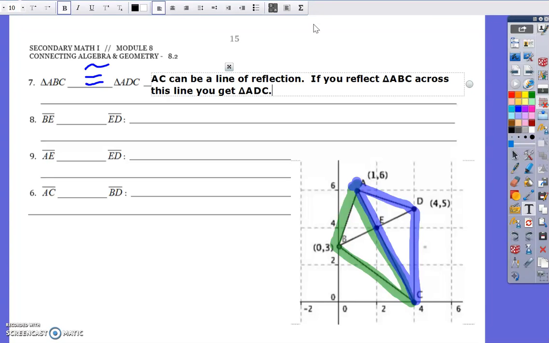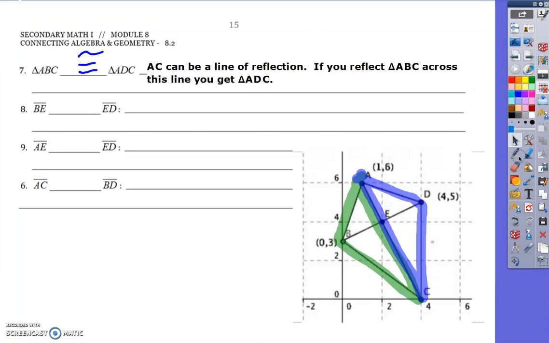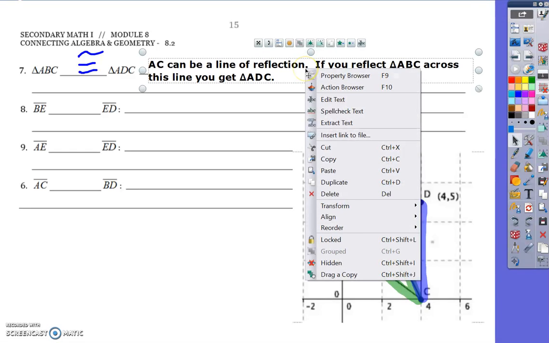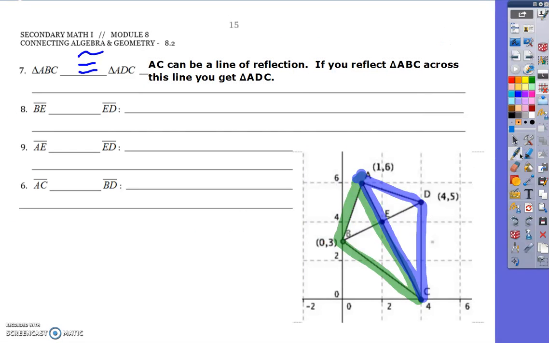I think that's it. I think that's enough. Because of that, it's congruent. And so all I need to do to add to this is I need to put a line on top of AC. And that's it.